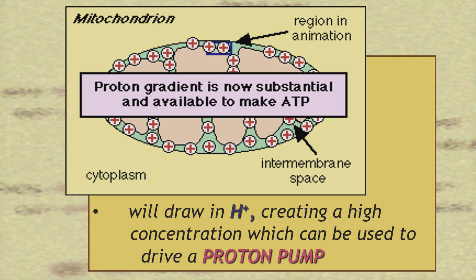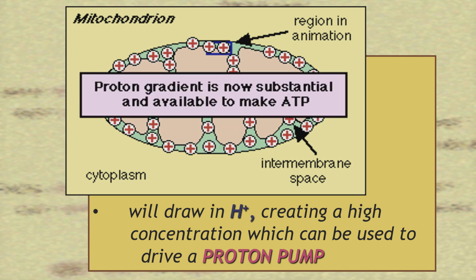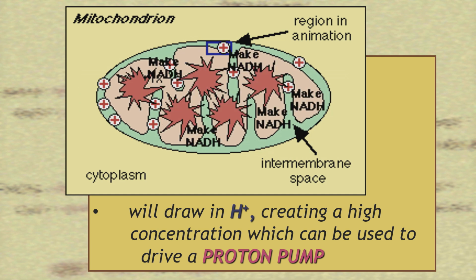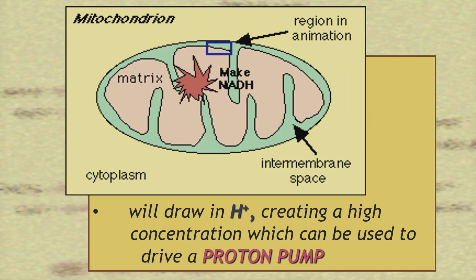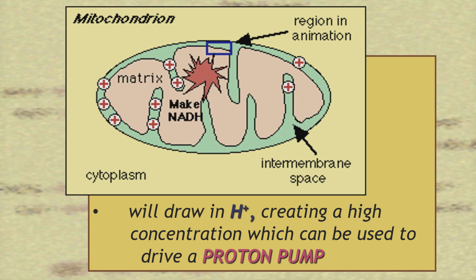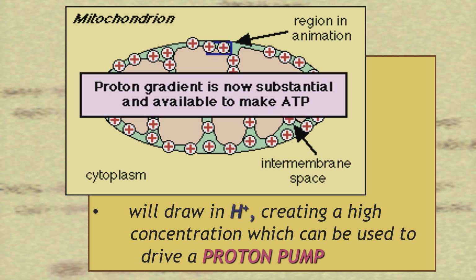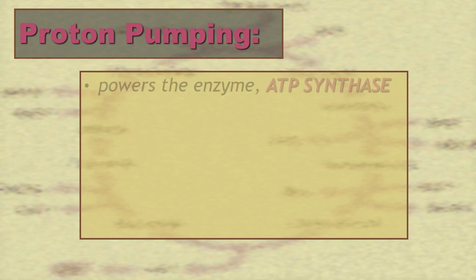They'll create a high concentration, which, just like in photosynthesis, can be used to drive a proton pump. Instead of the electrons moving through the membrane of the thylakoid, they're moving through the membranes of the cristae, but the result is the same. We end up with a whole bunch of protons heavily concentrated on one side of the membrane and not so much on the other. And that difference in concentration, just like a hydroelectric power plant, can be used to power a proton pump.